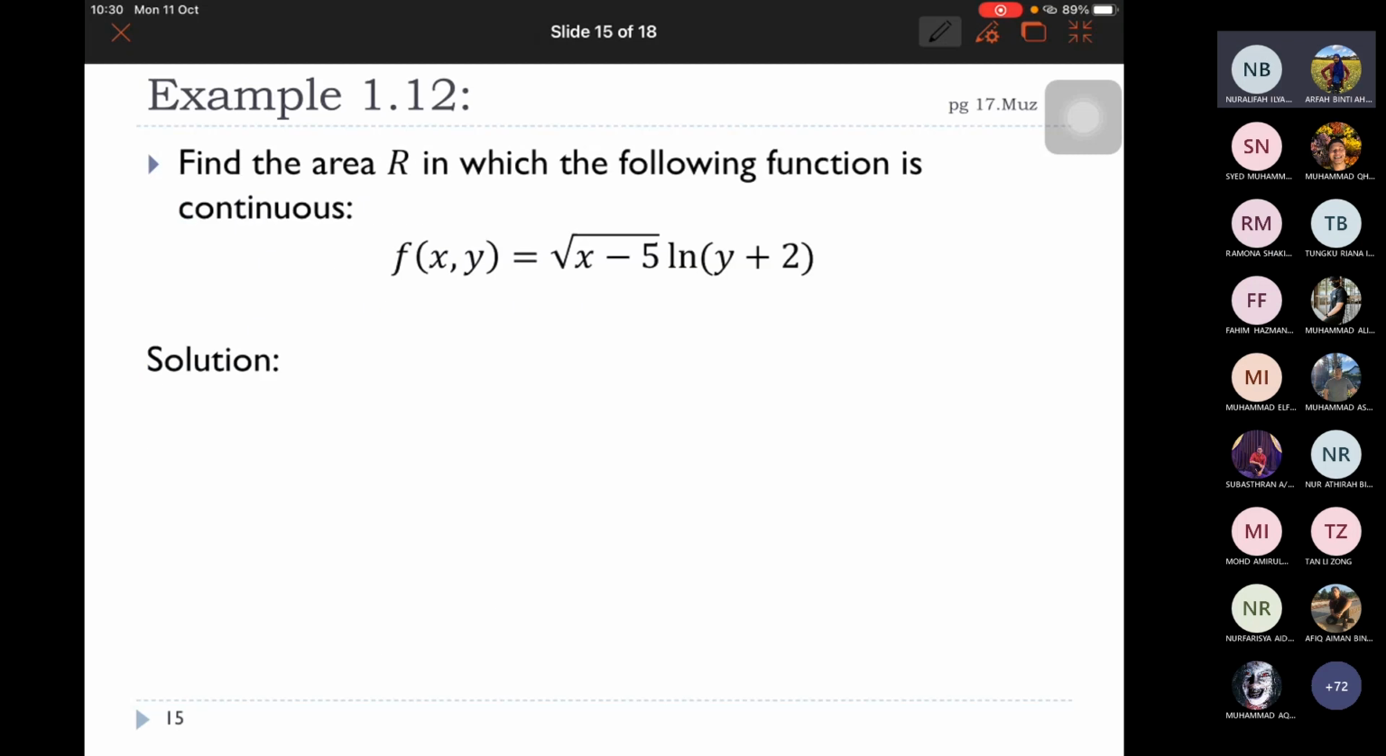So contohnya example 1.12. Find the area R in which the following function is continuous. Kita ada function of x,y, square root of x minus 5, ln of y plus 2. So dia kata dapatkan area R in which the following function is continuous. So macam mana nak buat for this one?